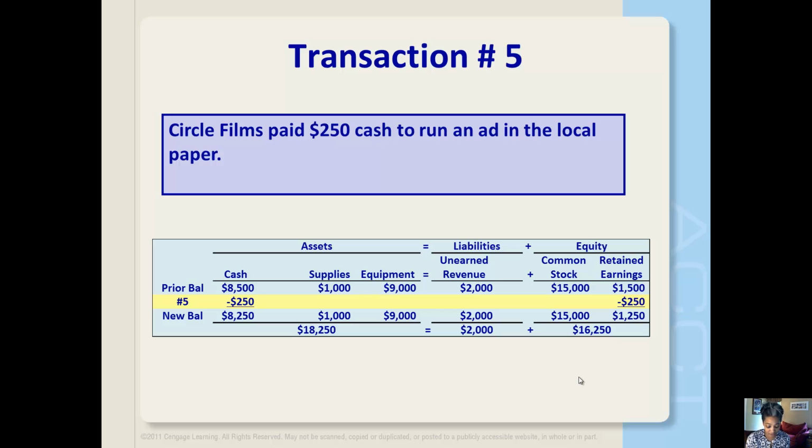In transaction 5, Circle Films is actually paying out cash. Because they're paying cash to run an ad, their assets are decreasing. This decrease in assets results from advertising expense, and so a decrease in assets from operating a business is an expense. Expenses decrease net income, remember again over there on the income statement, and so that in turn decreases retained earnings. So as a result, Circle Films' retained earnings and therefore its equity is decreasing as a result of this transaction.